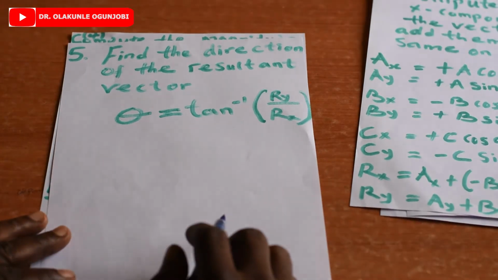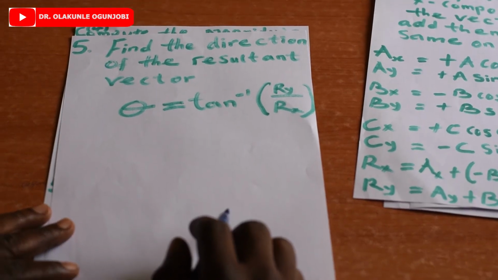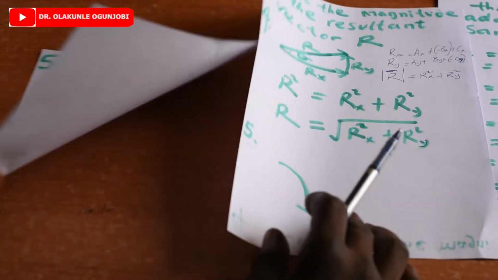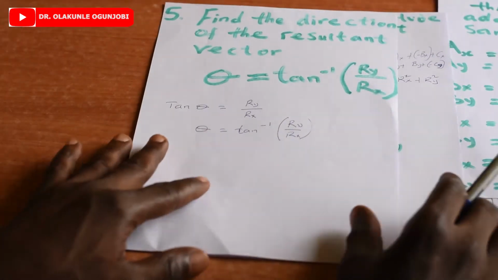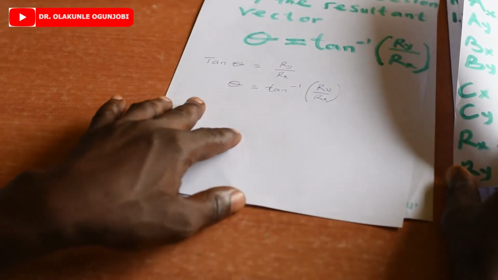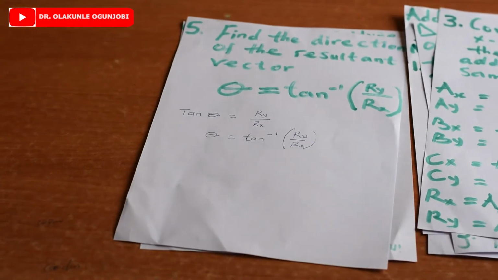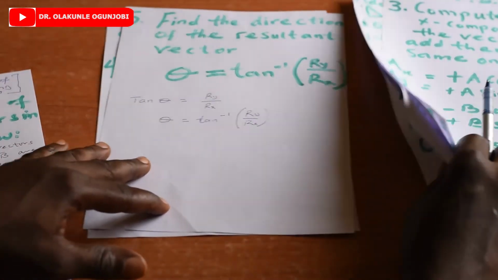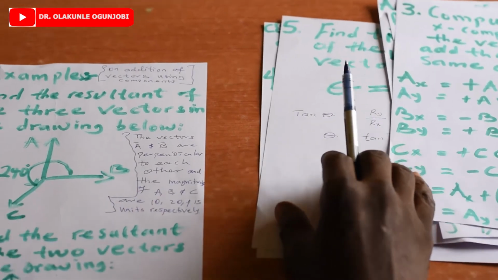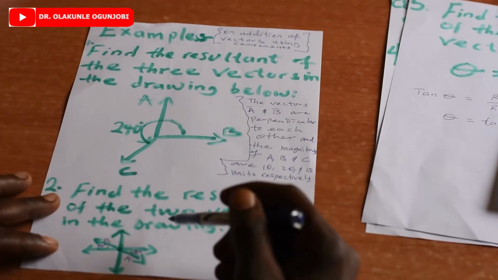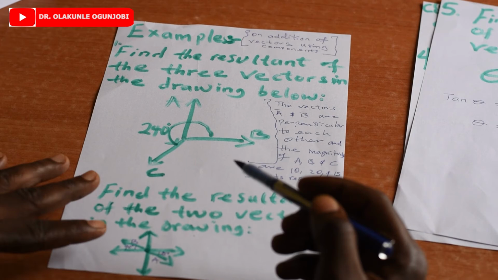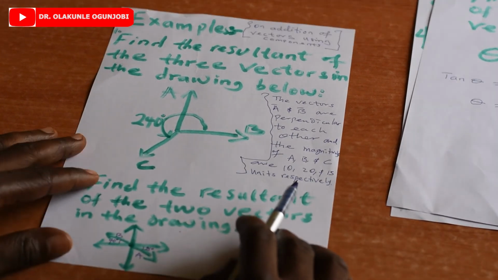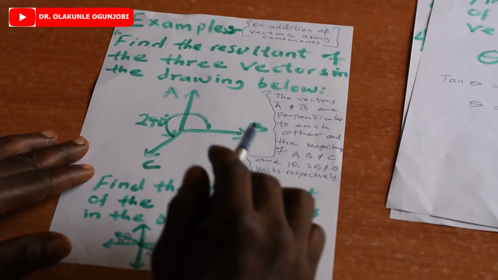So next is the direction of the resultant vector. That's the fifth thing to do. For this segment, I'm going to give you an example. You show me your answers in the comment section, and we'll quickly resolve that in our next class. Let me show you these examples. We can look at this example together. I want you to resolve that in the comment section. I'm going to be going through the comment section to see your answers.